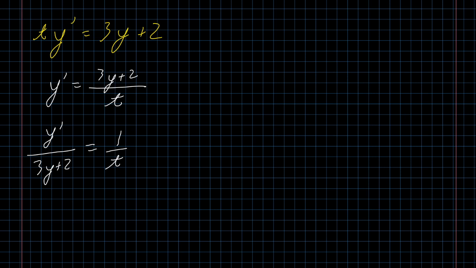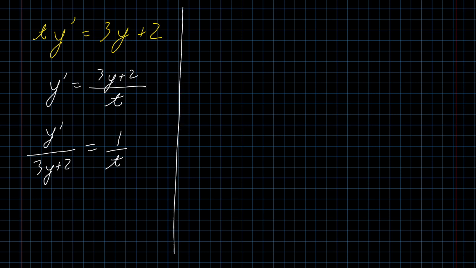And as ugly as it was, I just successfully separated my variables. I have y's on the left-hand side. I have y prime multiplied by everything on the left-hand side. I have t's all on the right-hand side. Those are the things that I needed in order to say that I've successfully separated.